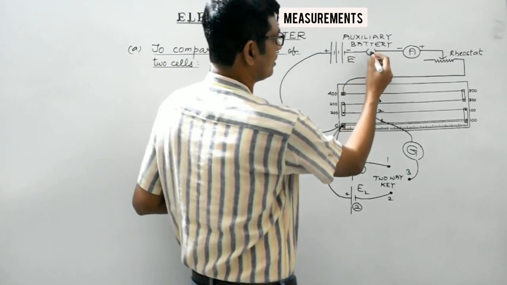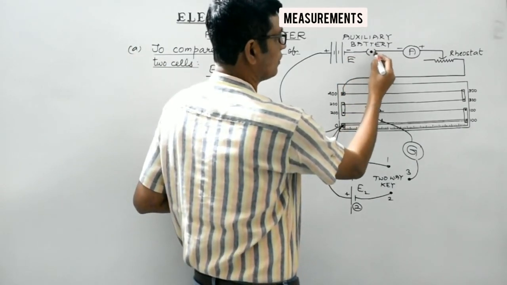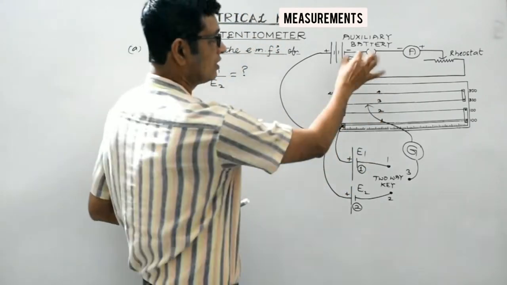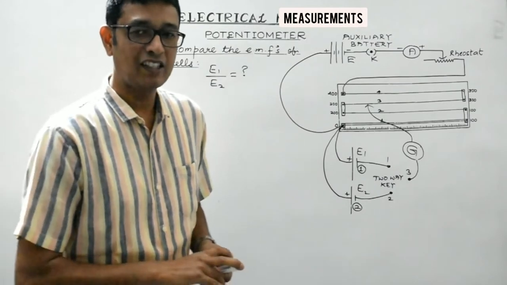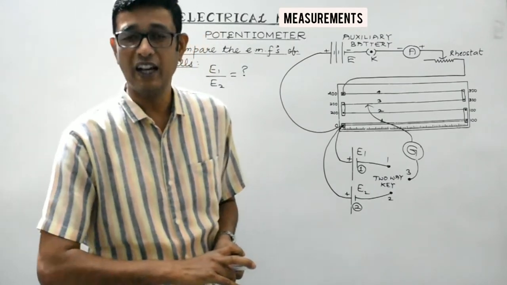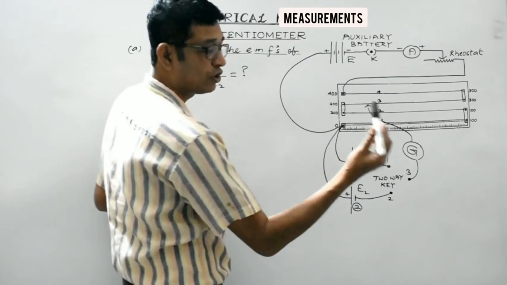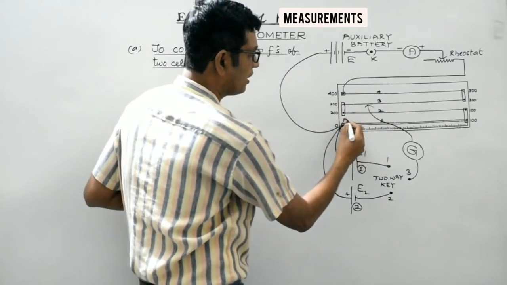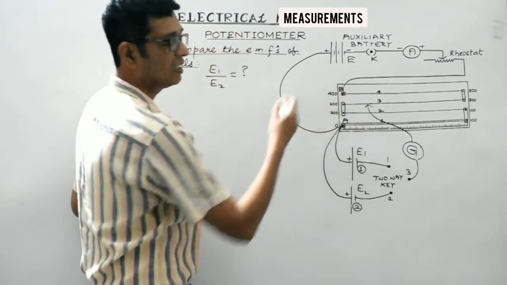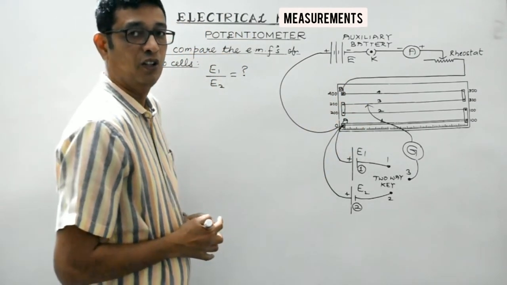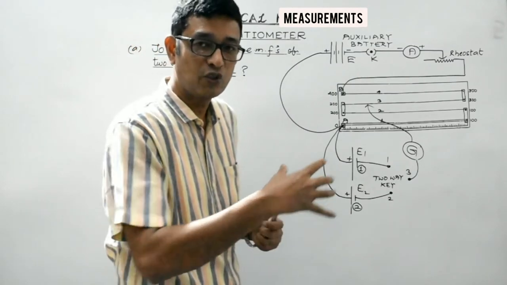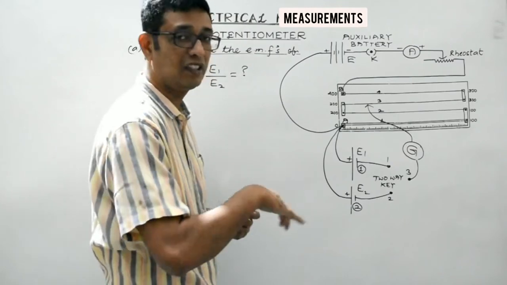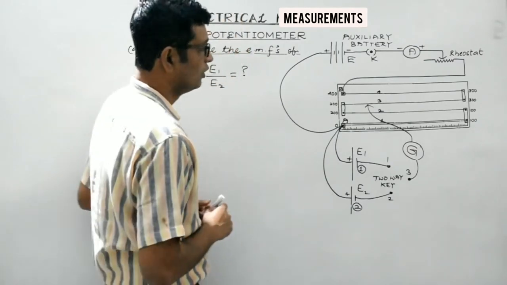Now on closing this key, suppose this is key K. Now on closing this key, how to check whether the connections are correct or not? For that, what you need to do is that you need to place this jockey at the extreme ends. This is point A and this is point B. A and B are the extreme ends of the potentiometer. So, how to check whether the connections we have done is correct or not, whether the circuit is correct or not, whether there is any loose connections or not? So, how to go about it?